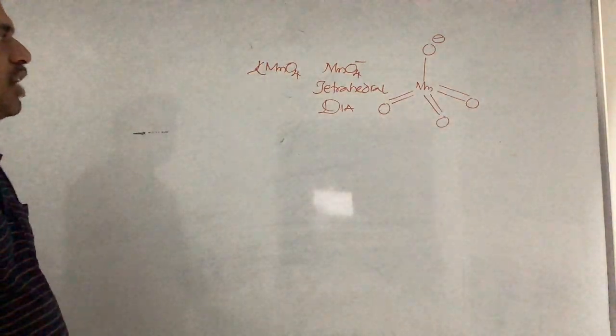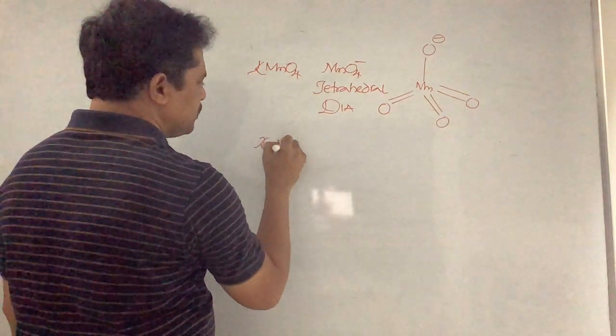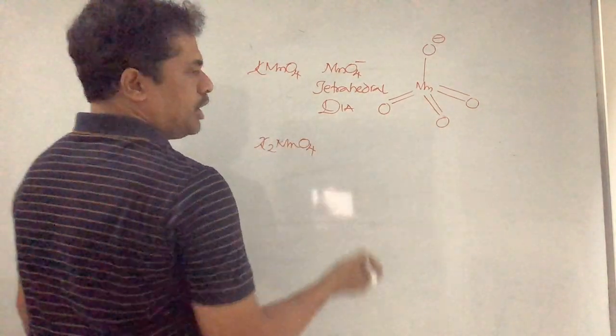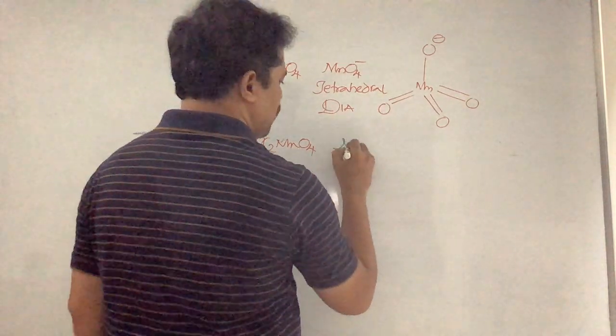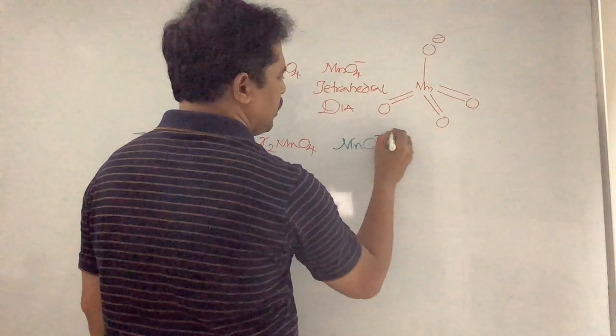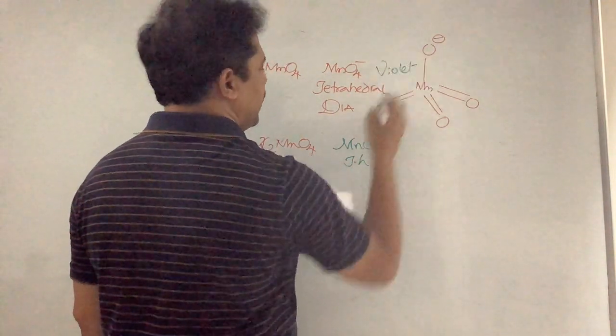It is the structure of MnO4 minus. K2MnO4 also we have. K2MnO4 I write with green because it is in green color. MnO4 minus 2 is also tetrahedral. This is in violet color. It's in green color.